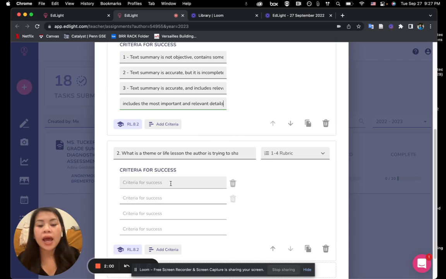I'm going to go ahead and do the same thing for theme. And I'm going to think about what would identifying a theme look like, and what do I want students to get to? What would be mastery of that? And what are the steps they could take along the path to getting to that mastery?